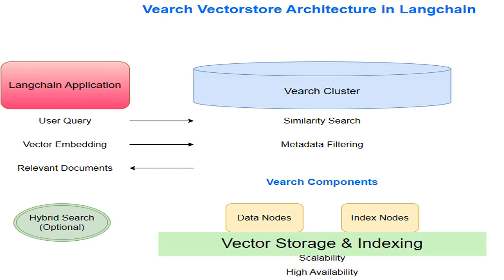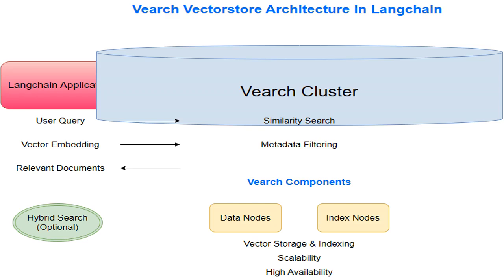Vearch stores vectors and creates indexes to enable fast similarity searches. Indexing is like creating a table of contents for a book. It allows Vearch to quickly find the most relevant vectors. The Vearch cluster is a group of interconnected Vearch servers that work together as a single system. This distributed setup enhances performance and reliability.